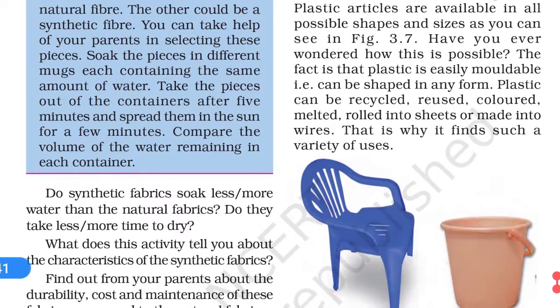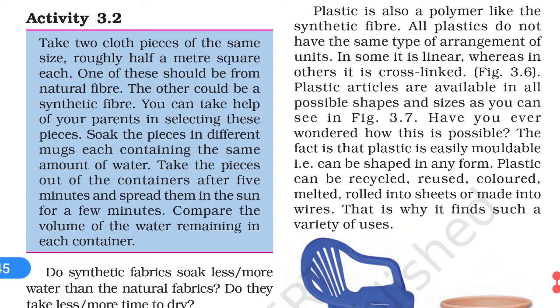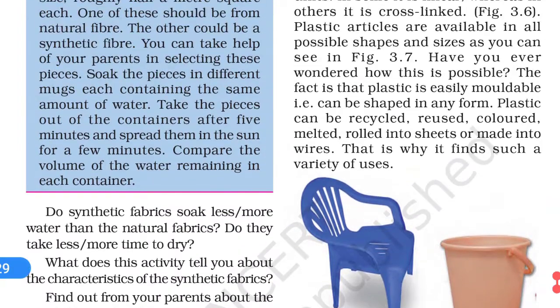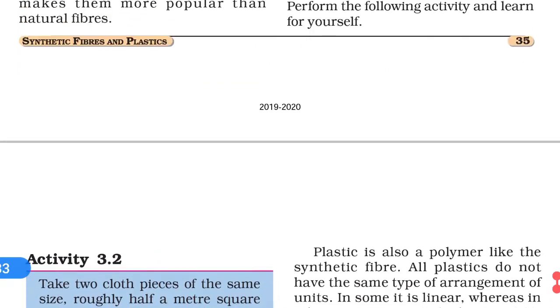So from this activity we come to know that synthetic fibers absorb less water, but natural fibers like cotton absorb more water. And when you spread them in sunlight for drying, you will see that cotton dries later, but the fabric made of synthetic fiber dries quickly. So what is the property of synthetic fibers? They absorb less water, but they dry quickly. Dear students, this is one property of synthetic fibers.